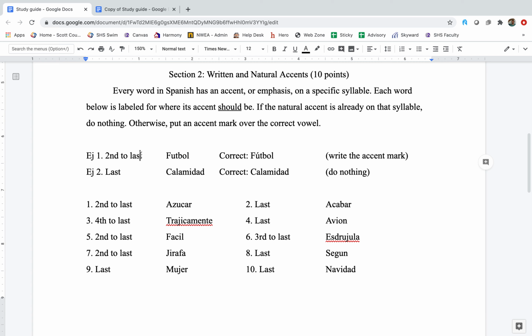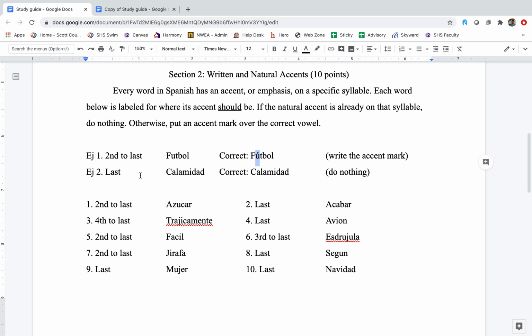But the accent on this word is supposed to be on the second to last syllable. I know you know because I told you. I said second to last syllable. So if the natural accent is here, but the accent is supposed to be here, the only way to get that accent there is with a written accent mark. So the correct answer would be fútbol.